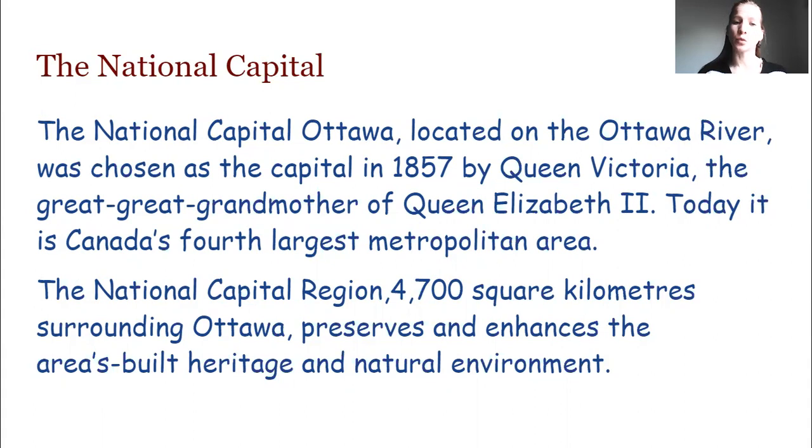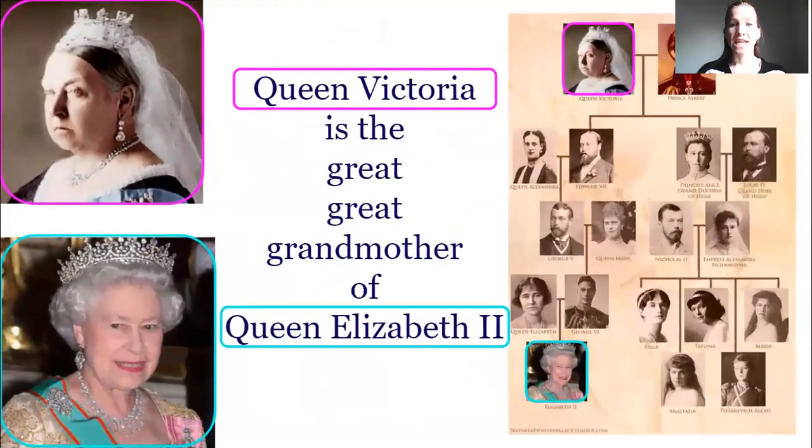The National Capital Region, 4,700 square kilometers surrounding Ottawa, preserves and enhances the area's built heritage and natural environment. Queen Victoria is the great-great-grandmother of Queen Elizabeth II. Who is Queen Victoria? She is the great-great-grandmother of Queen Elizabeth II.